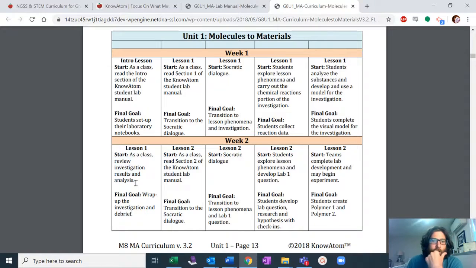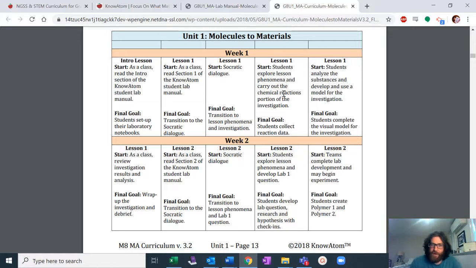Now, just from experience, I know that the KnowAtom lab manual is long and it will be hard to finish in one class, so I think I'm going to chunk it in a different way. The Socratic dialogue is usually long and boring, so I'm going to chunk it in a different way. I'm probably going to spread this out over at least these 2 days, right? Some dialogue, some reading, some dialogue, some reading.